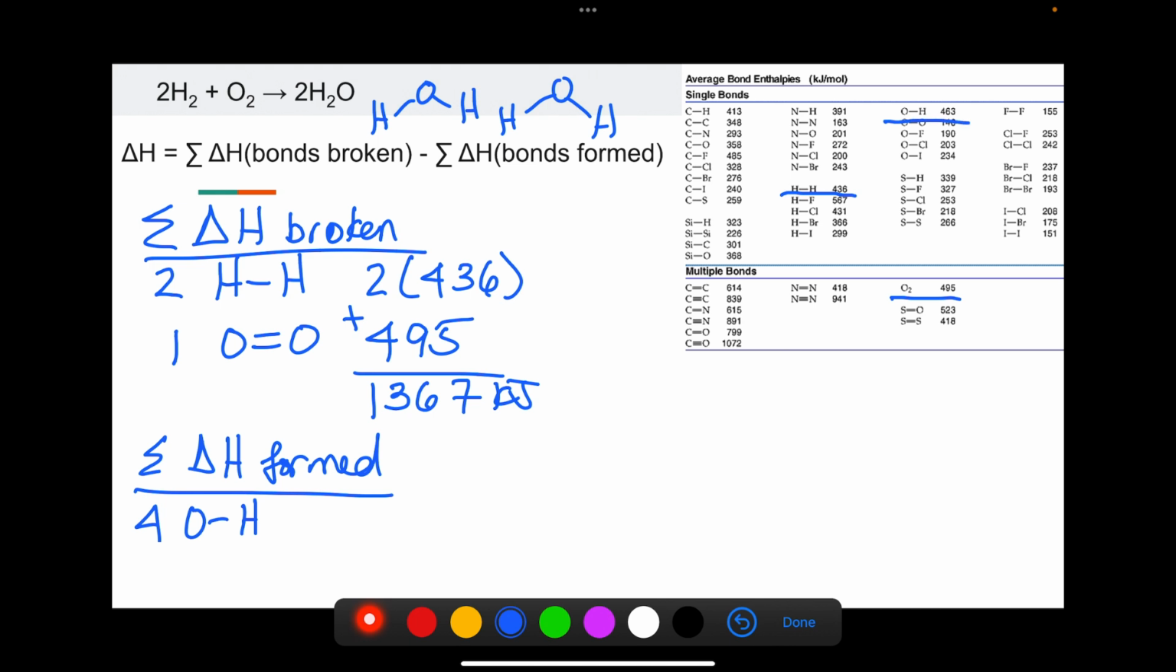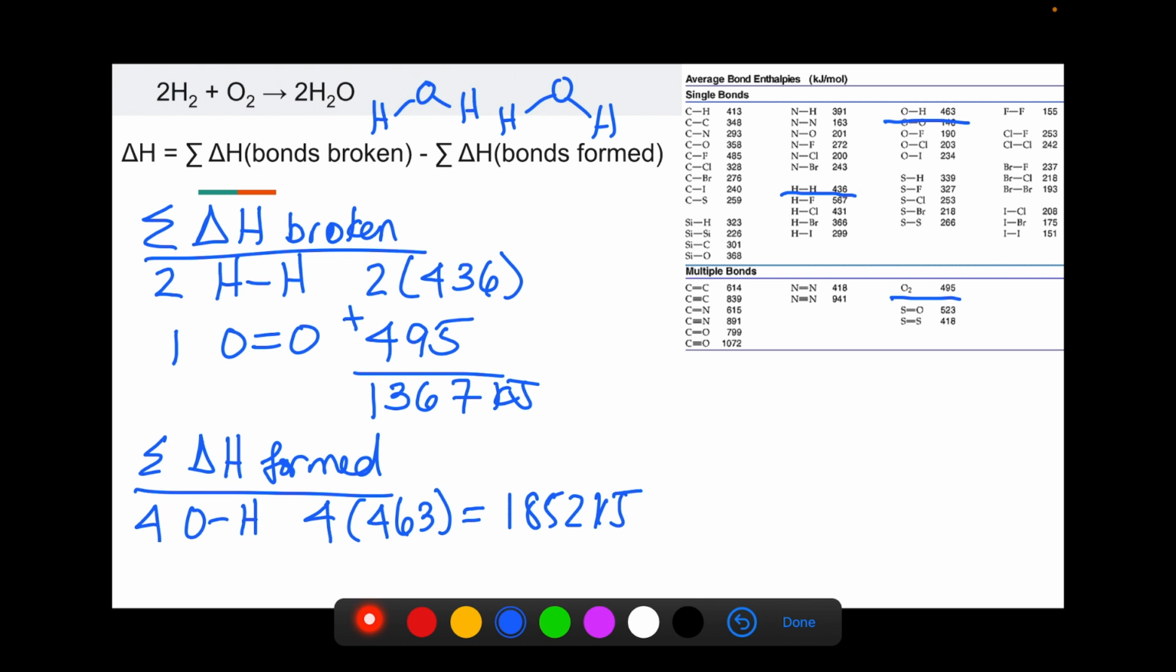Coming to our table over here, we see that breaking 1 mole of OH bonds requires 463 kilojoules. Therefore, forming 1 mole will release that same amount. In this case, we're forming 4 moles, so we're going to do 4 times 463, which gives us a total of 1,852 kilojoules. In other words, when the products form, they release 1,852 kilojoules.